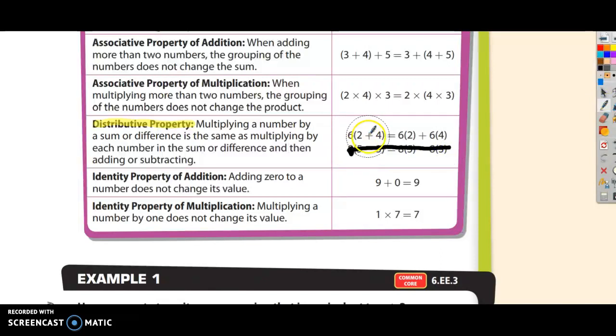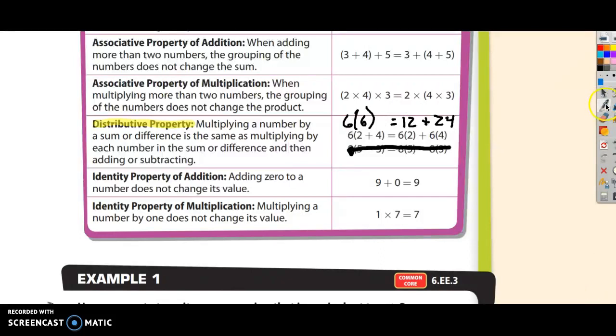So over here, if I have 2 plus 4, that's 8. And 8 times 6 is 48. Over here, if I do 6 times 2, that's 12. Plus 6 times 4 is 24. That's not supposed to be 6 times 8. I messed that up. 2 plus 4 is 6. So 6 times 6 is 36, and on the other side I have 12 plus 24, that's also 36. They're equal to each other.